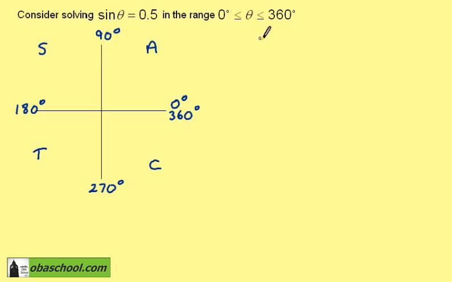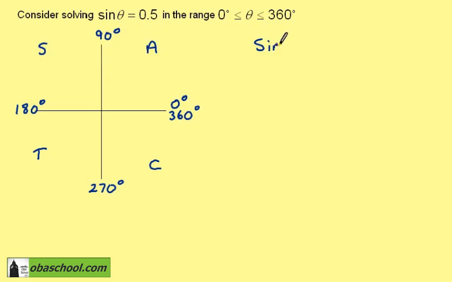So the CAST diagram tells us that the sine, the cosine and the tangent are all positive between 0 and 90 degrees. Only the sine is positive between 90 and 180 degrees. Only the tangent is positive from 180 to 270, and only the cosine is positive between 270 and 360.